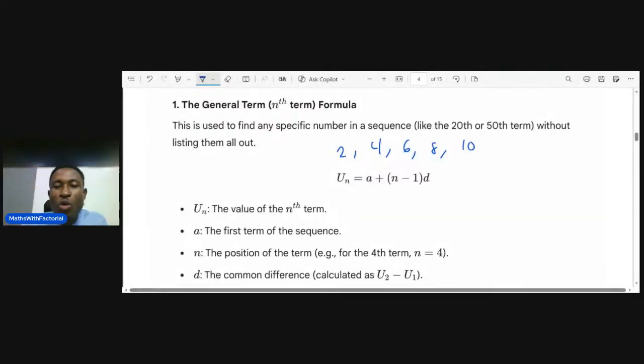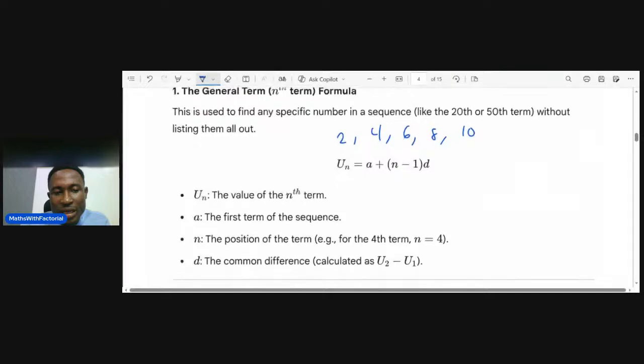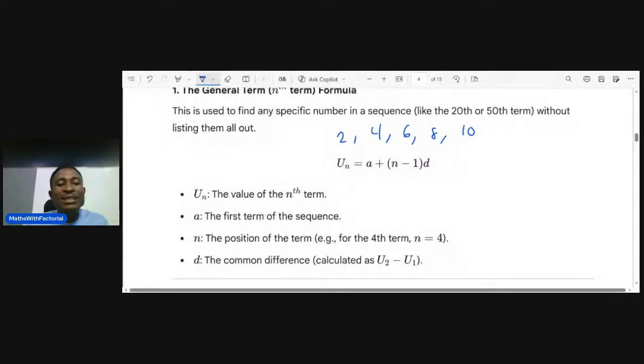Now let's assume we want to get the 10th term of this particular sequence. This is the formula we use. What does a mean? So let me start from Un. Un is the value of the nth term. The value of the nth term, in this case, of course, is what you're trying to get. a is the first term of this sequence.